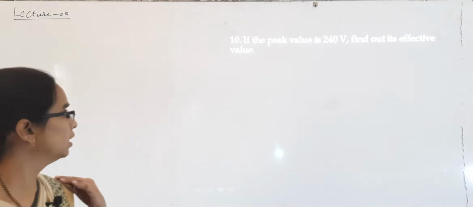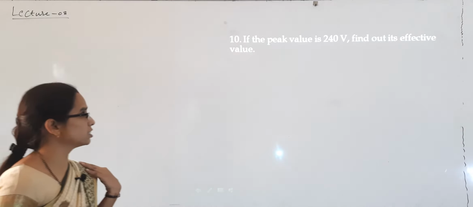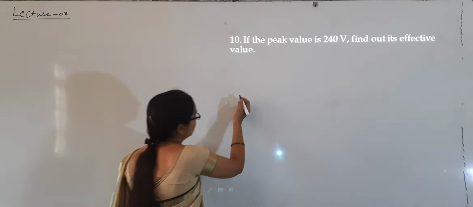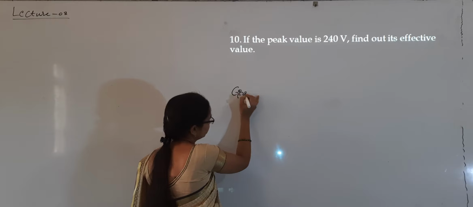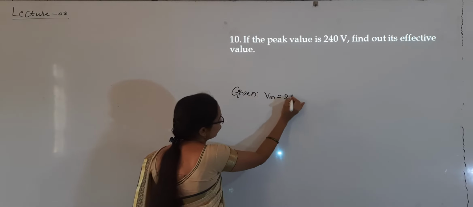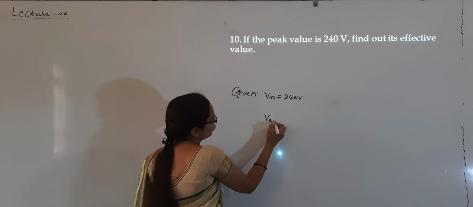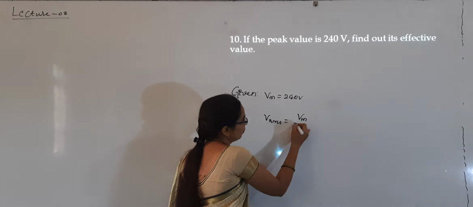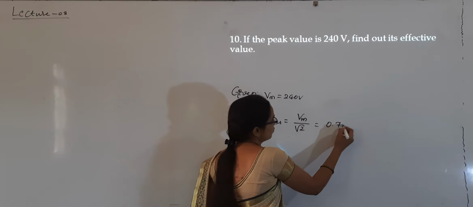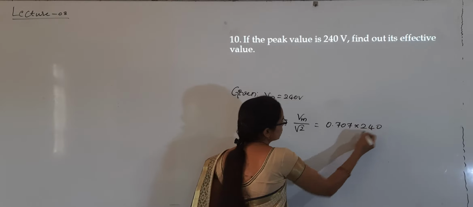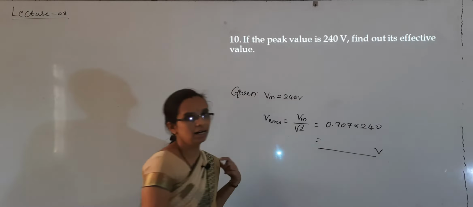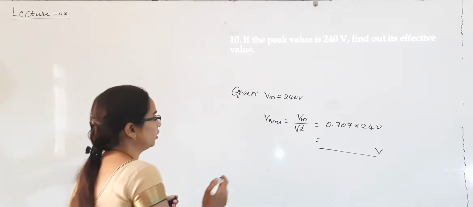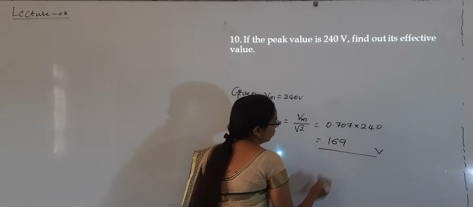Next problem: if the peak value is 240 volt, find out its effective value. Effective value in the sense, again the RMS value, direct formula you can write. They have given the peak value, that is 240 volt. Effective value is equal to VRMS, which is nothing but Vm by root 2, that is 0.707 into 240 volts. Calculate it, put the answer. It will be somewhere around 169 volts.